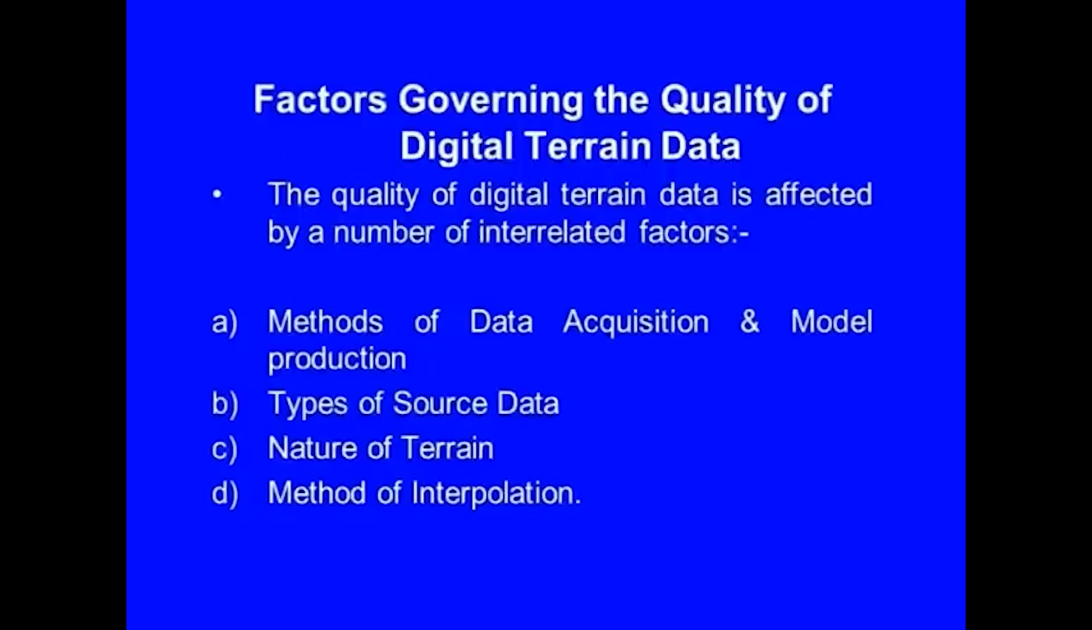First is factors governing the quality of digital terrain data. The quality of digital terrain data is affected by a number of interrelated factors. These are methods of data acquisition and model production, types of source data, nature of terrain, and method of interpolation. So, let us look at method of data acquisition and model production.